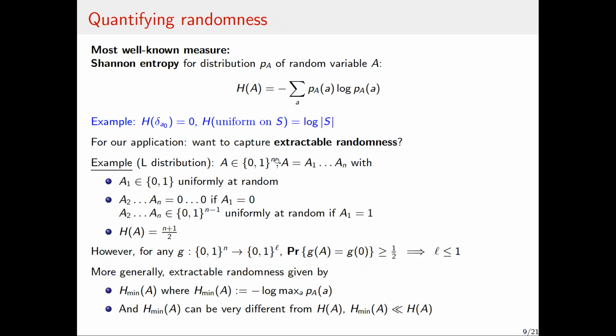Okay, so let's consider this distribution on bit strings of length n. A is a bit string, A1 to AN. A1 is the first bit, AN the last bit. Suppose it is generated in this way. Suppose that A1 is a uniform random bit. But depending on A1, if A1 is 0, then all the next ones are 0 as well. Otherwise, if A1 is equal to 1, then the remaining ones are all completely uniform and random. Okay, so this is a well-defined distribution.